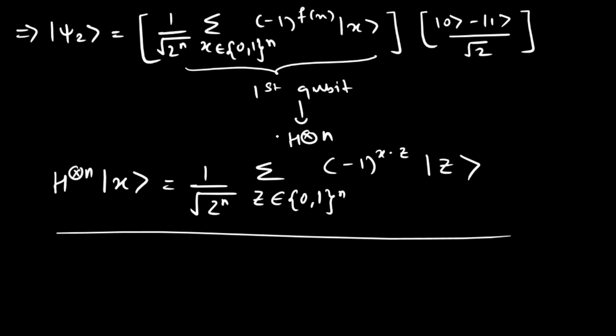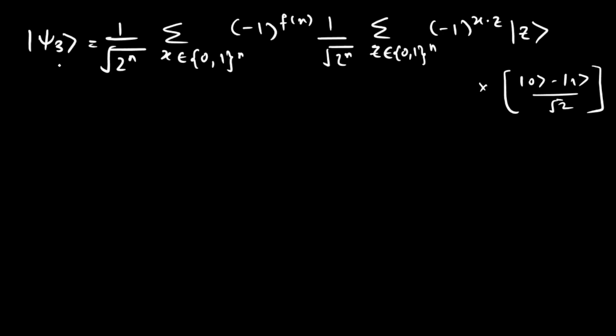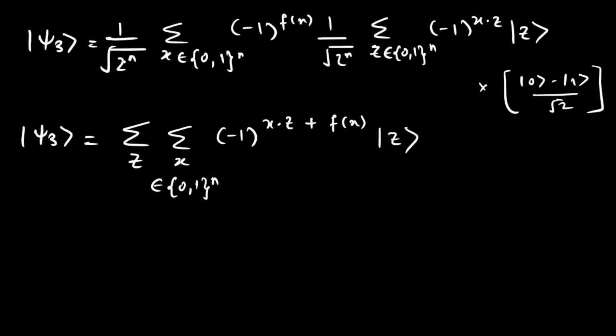So when H tensor product n operates on the first qubit, the final expression for psi3 is given by this expression. Now if we take the summations to one side and simplify it further, we can get psi3 equal to this expression, where 1 by root under 2 raised to n and 1 by root under 2 raised to n would give us 2 raised to n.